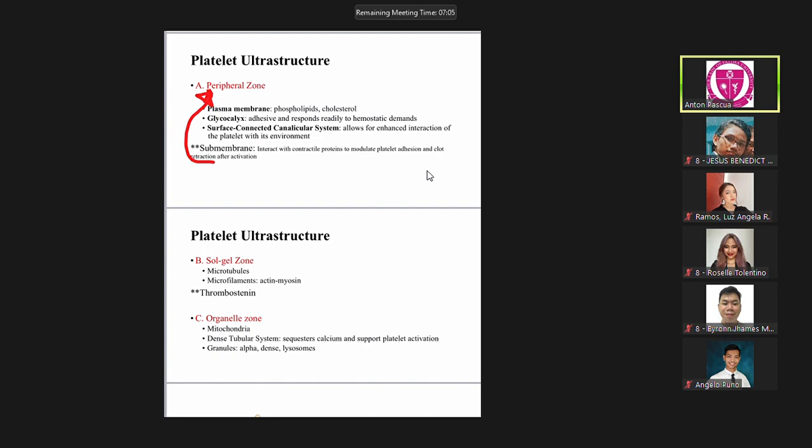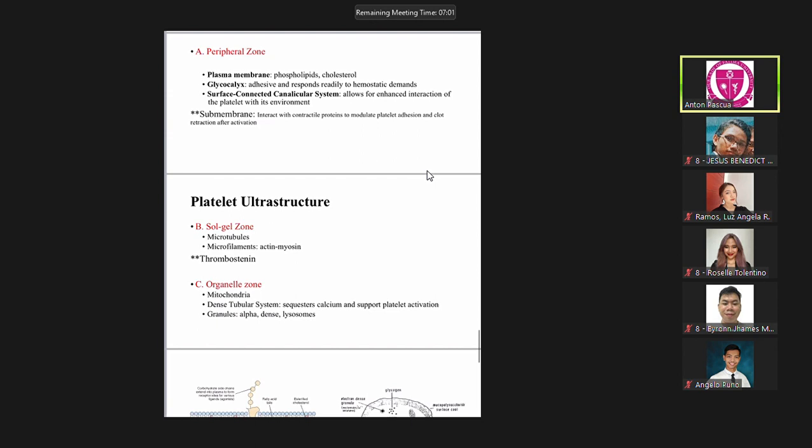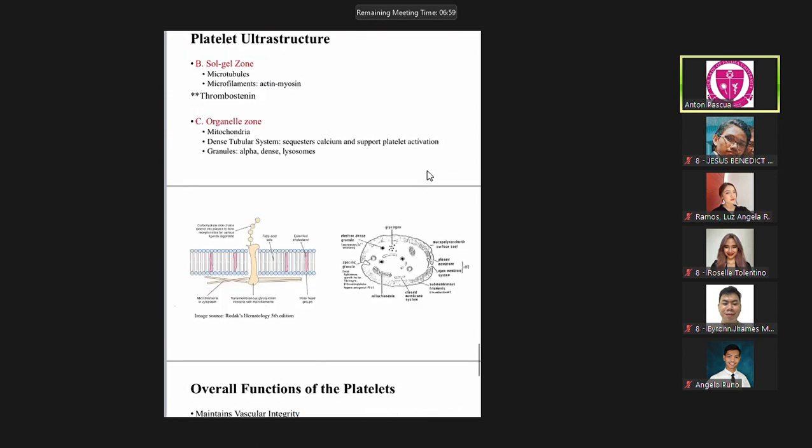Sa tandaan, yung peripheral zone na yan, that is the transmitter or the stimulus zone of your platelets. Okay? And then, next one here is your cytoskeletal structure. Pag sinabi nating cytoskeletal, it facilitates the shape of your platelets, right? So pag Soldier zone, you have there primarily two important components, your microtubules and your microfilaments.